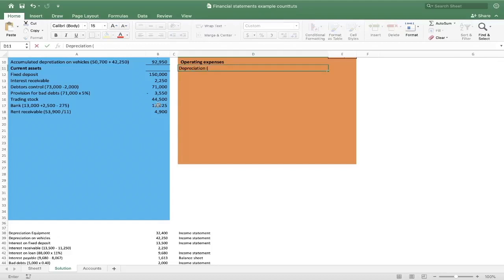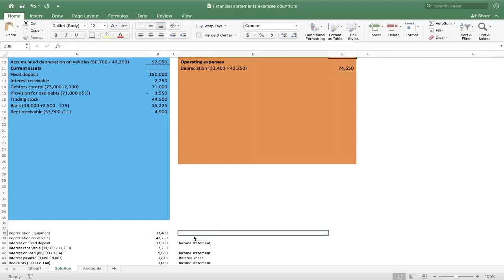And the depreciation is the sum of the 32,400 for equipment plus the 42,250 for the vehicles. And what answer does it give us? It gives us 74,650 rand. Okay, now that we are done with the depreciation, let me remove that label.